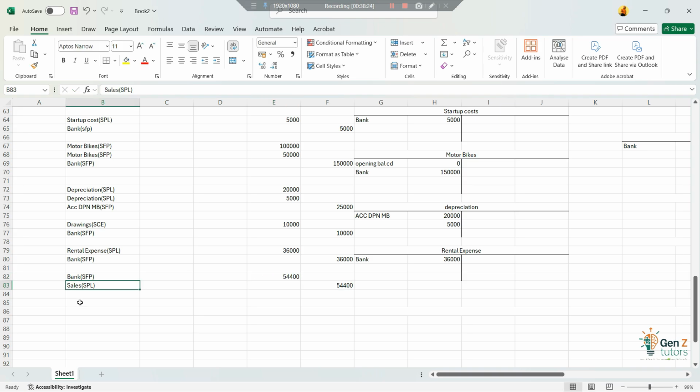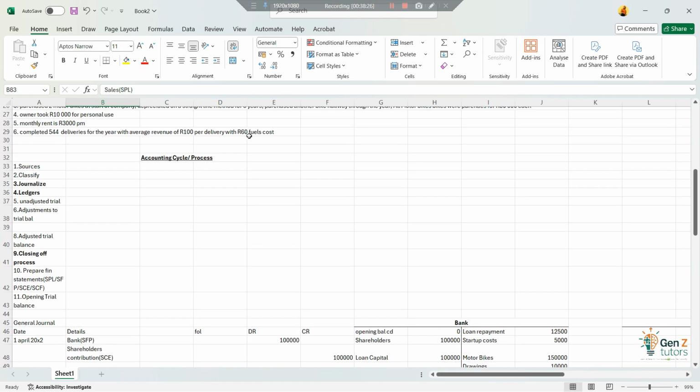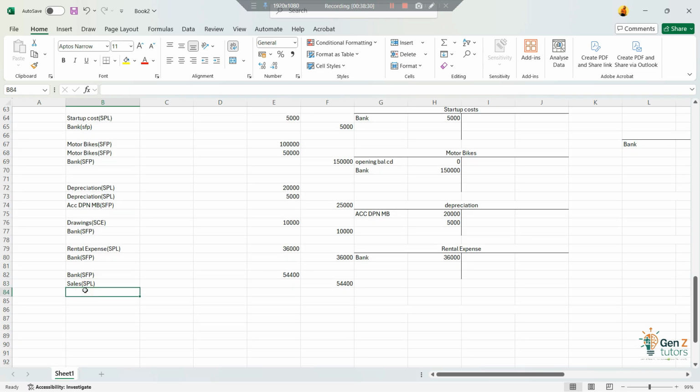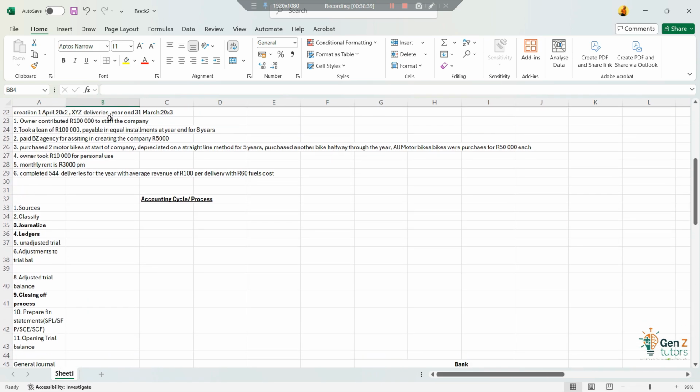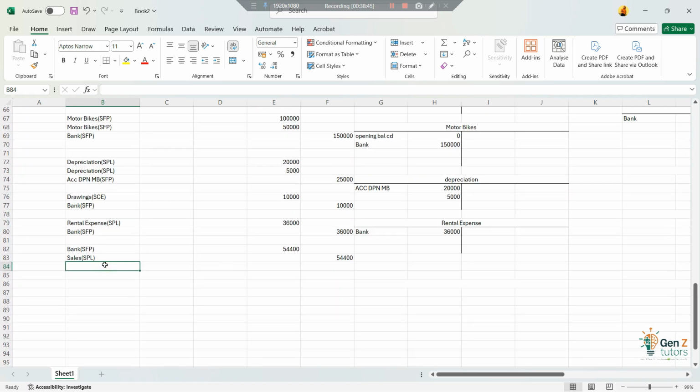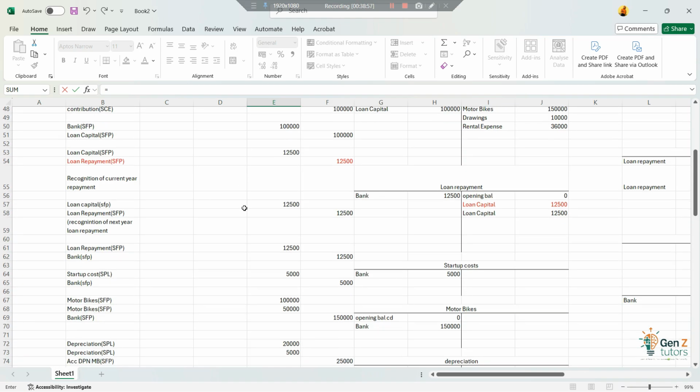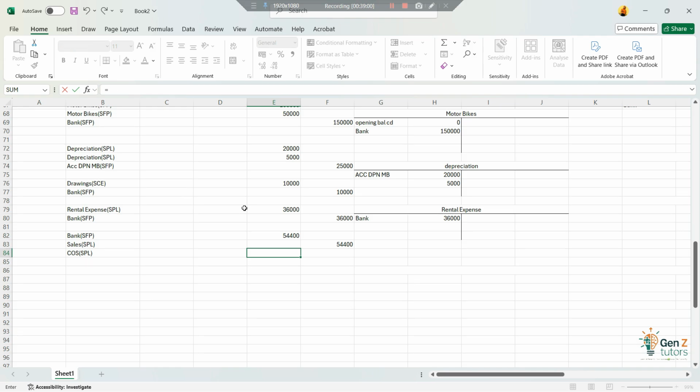And then now at the very same time, since we had an average fuel cost of 60 rand per delivery, this is where you need to always understand the type of business that you are operating. We are running a deliveries company, and you had fuel cost of 60 rand. So now at this point in time, while we are doing cost of sales, which is going to go into the SPL, let me just input the amount. We had 60 rand cost, so it was 544 multiplied by 60 rand per transaction, right?